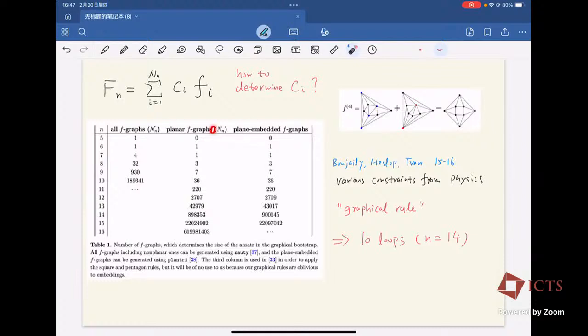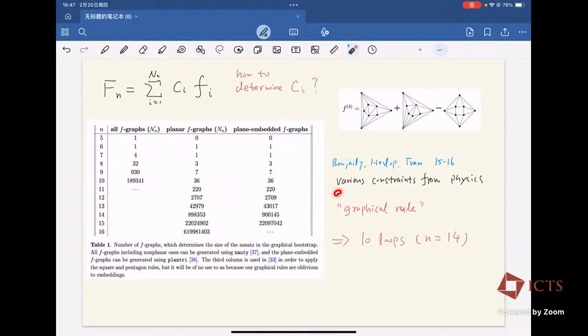But anyway, using plane trees, you can easily list all these graphs which have valency at least 4, including their numerator structures. So this number, of course, increases very fast. When you get to like 16 points, it's more than 6 times 10 to the 8th, I think. Okay. So the task of the bootstrap is to determine all these coefficients for the planar F graphs. And this has been done very beautifully less than 10 years ago by Jake, Paul, and collaborators.